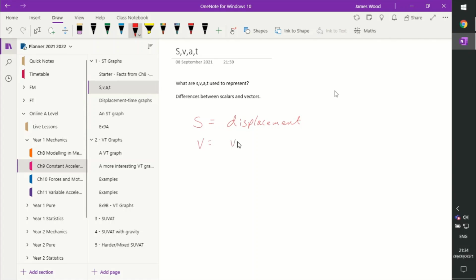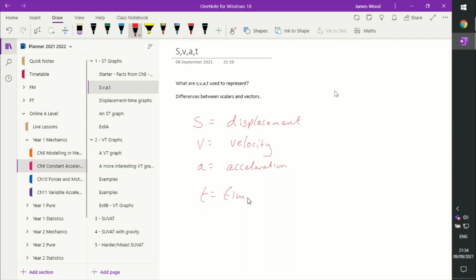v we use for velocity. Again, that is the vector form of speed. So it's speed but in a given direction, so you can have a positive or a negative, or you could even write it as a vector with i and j components. a we use for acceleration. And again, that is a vector. We don't really have a different word for the vector and scalar forms of acceleration. They're both just acceleration, but in mechanics, we tend to use it as a vector. So it could be positive or negative, something speeding up or slowing down. And then t is obviously time.